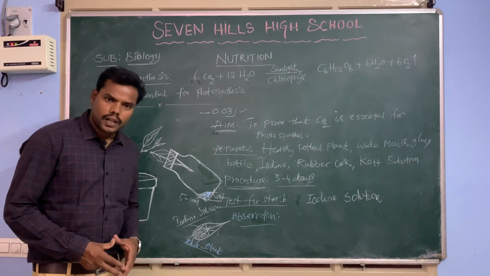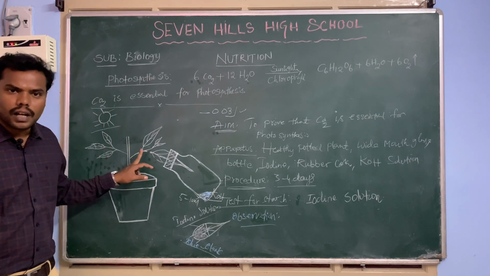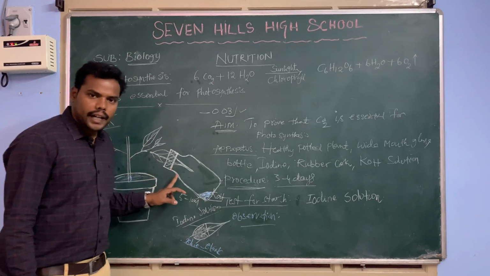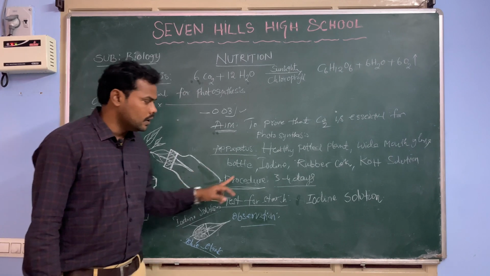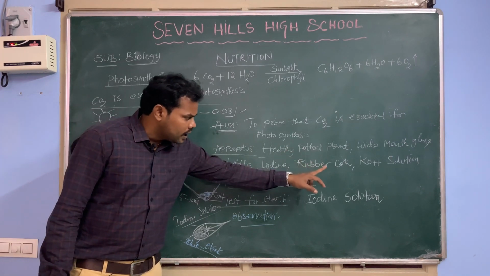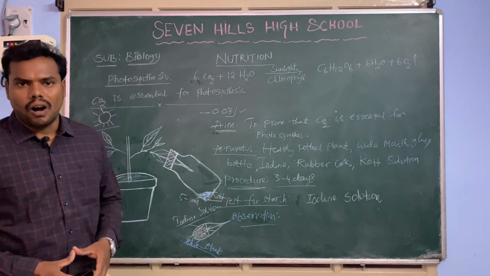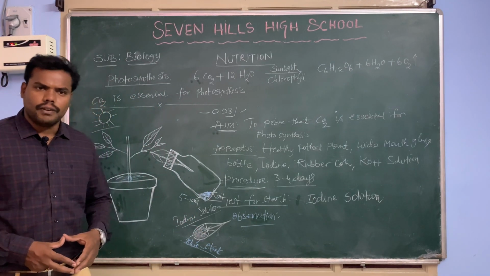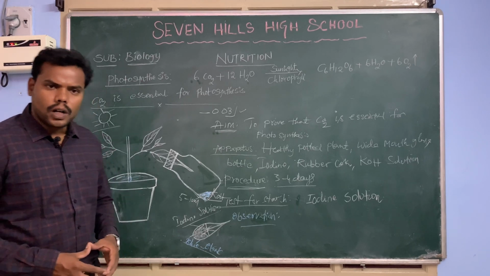The apparatus we collected for this experiment are, first of all, a healthy potted plant, a wide mouthed glass bottle, and we also take iodine, KOH solution, a split rubber cork, and Vaseline or grease. These are the apparatus we collected for this experiment, and then we are going to move on to the procedure.